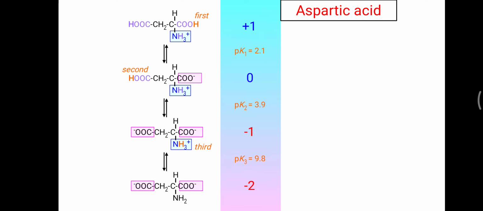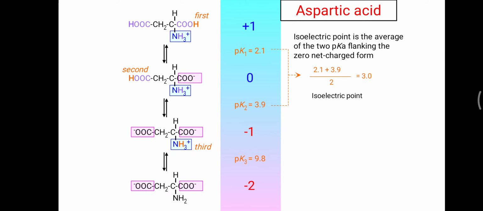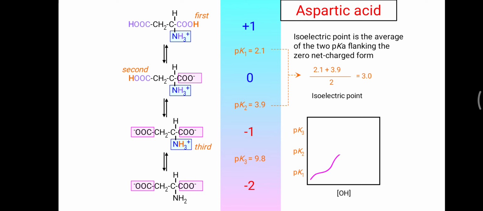The pK values are pK1 2.1, pK2 3.9, and pK3 9.8. But the isoelectric point is calculated as the average of the two pK values flanking the 0 state. So with pK1 2.1 and pK2 3.9, the isoelectric point is calculated as 3.0, which is the isoelectric pH of aspartic acid. At pK1, pK2 and pK3 it shows maximum buffering capacity, but at the isoelectric point minimum solubility and maximum precipitability will be seen for aspartic acid. So that is how the isoelectric point is calculated for an amino acid.